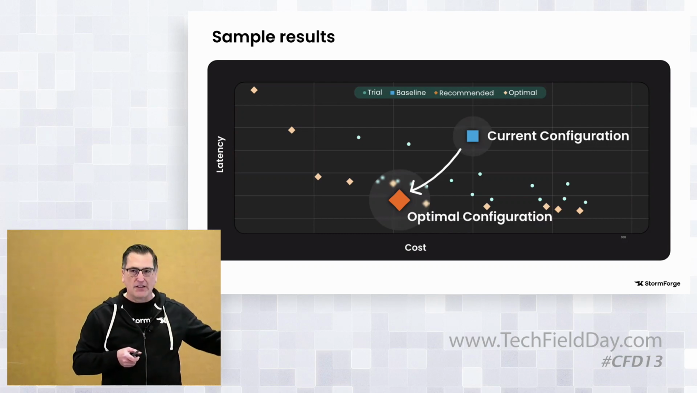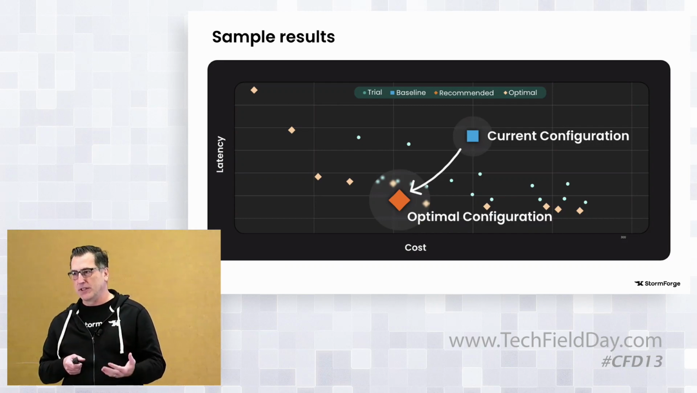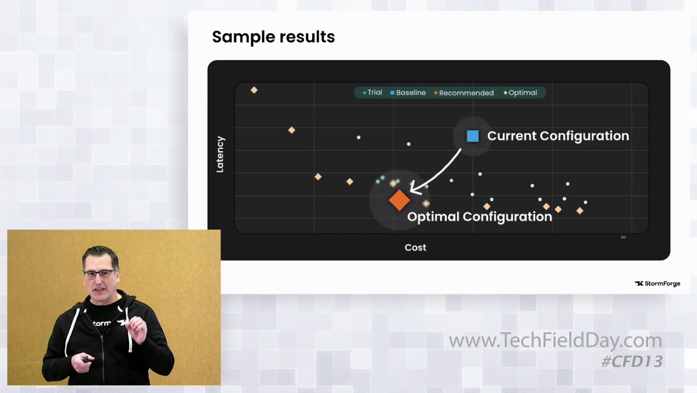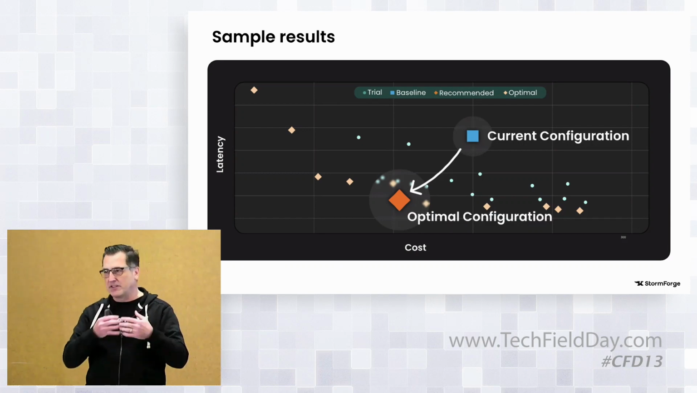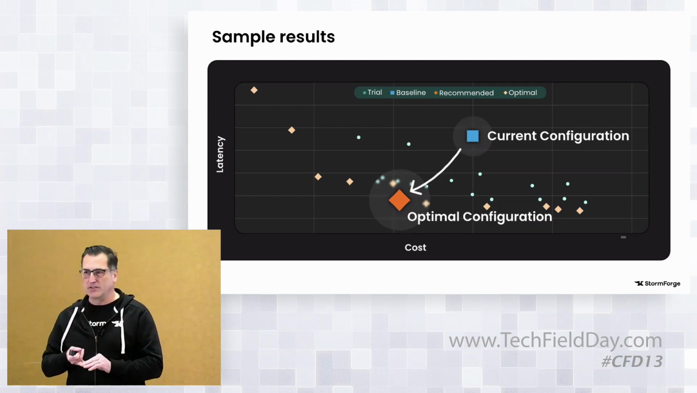And then the orange dots represent the optimal configurations that the machine learning is recommending. You'll notice there's not just one optimal recommendation, there's a set of them. And the reason for that is because you may have different priorities depending on your application and your organization.